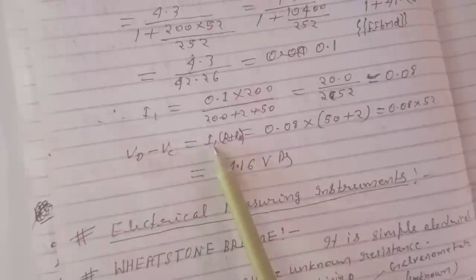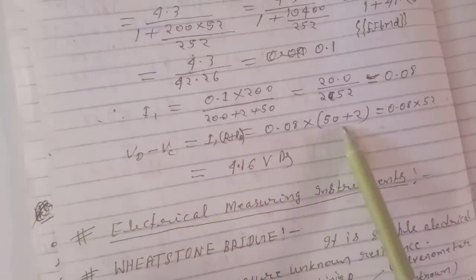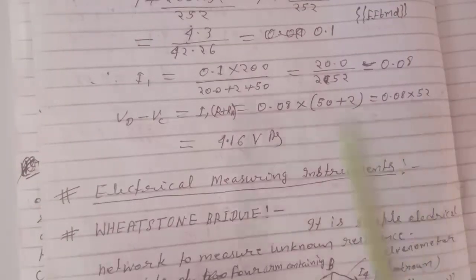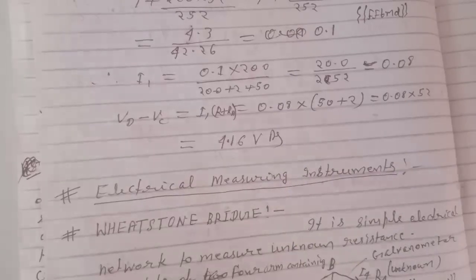So VD minus VC equals I1 into (R plus RA), equal to 0.08 into (50 plus 2), equal to 0.08 into 52, equals 4.16 volt. Answer.